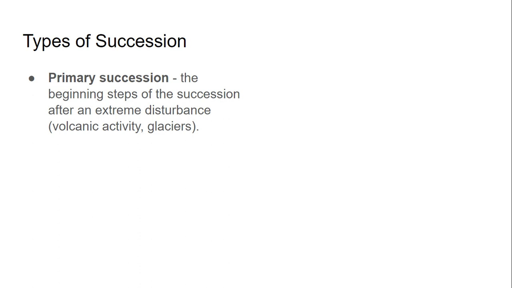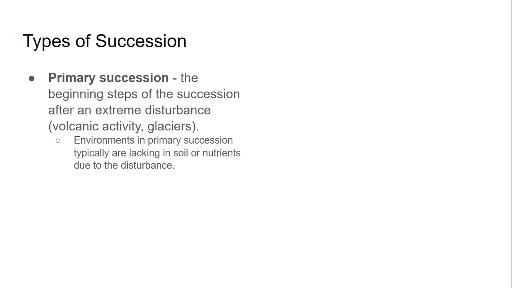So the first type of succession that we have is called primary succession. Now, it makes sense because primary means that it's first. So this is what's first happening, or the beginning steps of succession following an extreme disturbance. So if you have something like volcanic activity or a glacier that rips up a lot of the organisms and life that is within a certain area, immediately after that happens, primary succession is going to start happening. Those first things that happen right after whatever disturbance we're looking at.